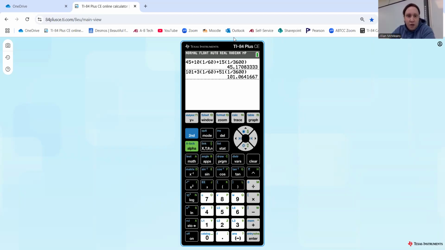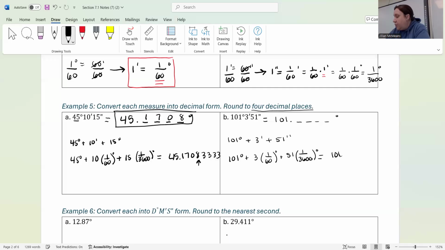0.641. Okay, so we get 101.0641667. Well, we're rounding to 4 decimal places, so we're looking at the 1, that's our rounding digit. To the right, we have a 6, which tells me to round up. 1 becomes a 2, we chop everything after that off. So we get 0.642. So 101 degrees, 3 minutes, 51 seconds is really 101.0642 degrees. And that's it.